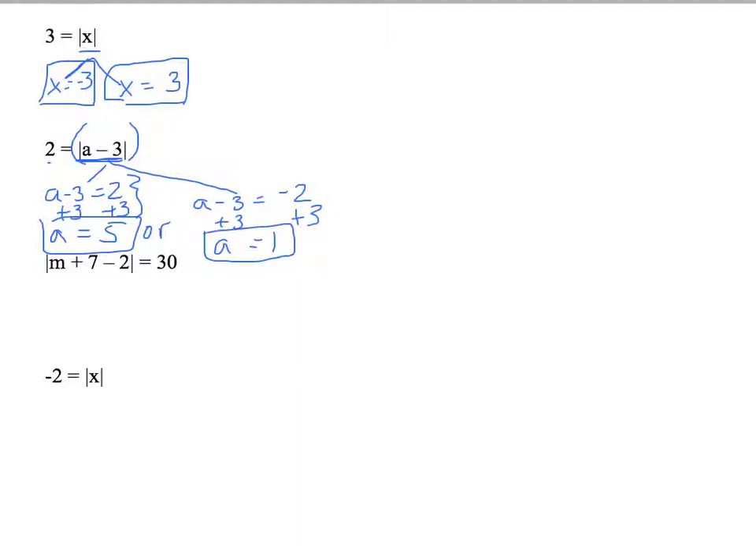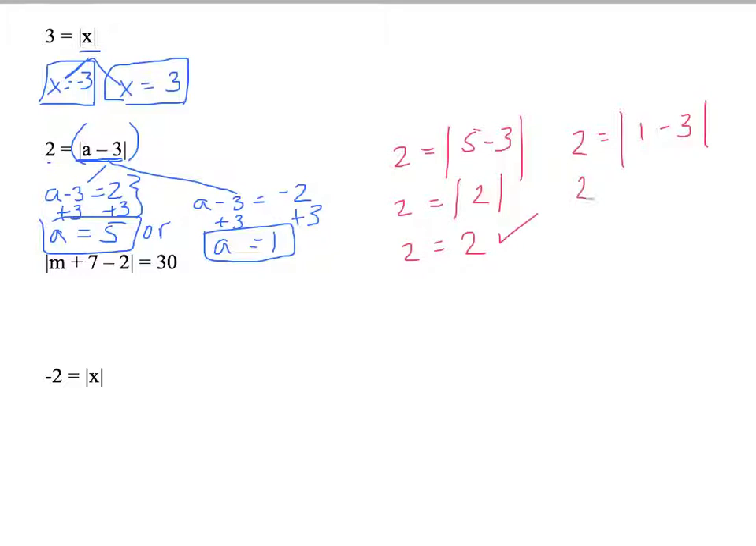Go ahead and check your answer here. On the right, we'll do 2 equals our first answer, 5 minus 3. That's one problem we'll check. The other is 2 equals the absolute value of 1 minus 3. So 2 equals the absolute value of 5 minus 3, which is 2. 2 equals the absolute value of 2, which is 2. That's correct. Then we have 2 equals the absolute value of 1 minus 3. 1 minus 3 gives you negative 2. The absolute value of negative 2 is positive 2, so 2 equals 2, and that's correct.